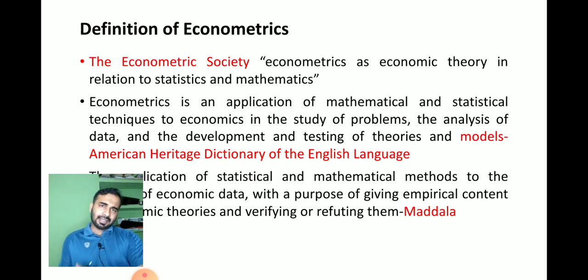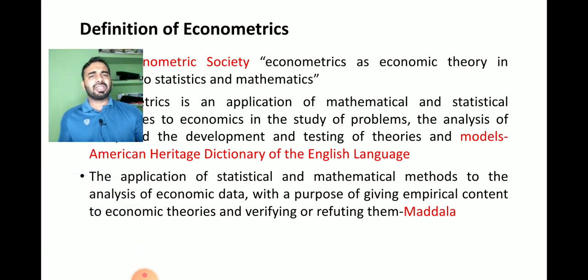Then the American Heritage Dictionary of the English Language defines econometrics as the application of mathematical and statistical techniques to economics in the study of an economic problem, the analysis of data, and the development and testing of economic theories. If you look at each and every book, they have given their own definition, but this is the most acceptable, most commonly followed definition.